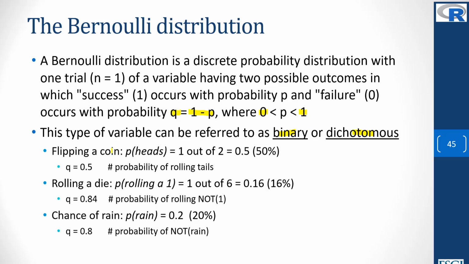As an example, if we flip a coin, there's 2 possible outcomes. If we calculate the probability of heads, that should be 50% or 0.5, which means the value of Q, the opposite, in other words, getting tails, is also 0.5. The possibility of rolling a 1 on a single die, as we've seen already, is 1 out of 6, 0.16. And Q is calculated by subtracting 0.16 from 1, and that gives us 0.84 as the probability of not rolling a 1. And then just a random example here of the probability of rain. If it's 20%, then the probability of it not raining is 80%.